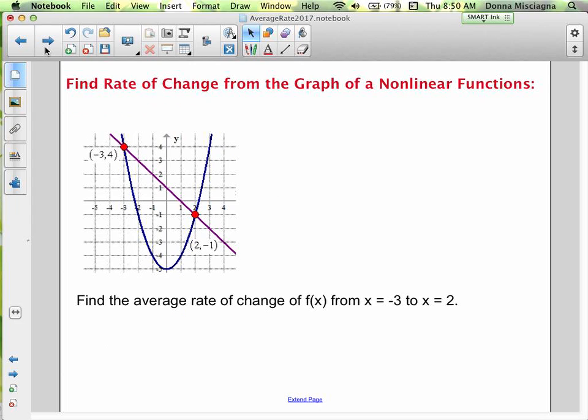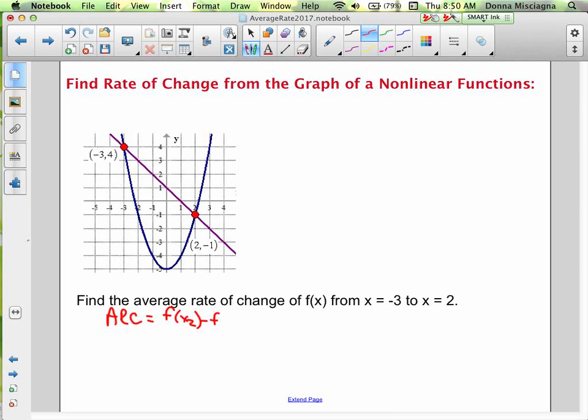All right, so our average rate of change here is going to be the change in the function divided by the change in the x values. So that's going to be 4 minus a negative 1 divided by negative 3 minus 2. That's going to be 4 plus 1, so that's 5. And then negative 3 minus 2 is going to be negative 5. So we have a slope here of negative 1.